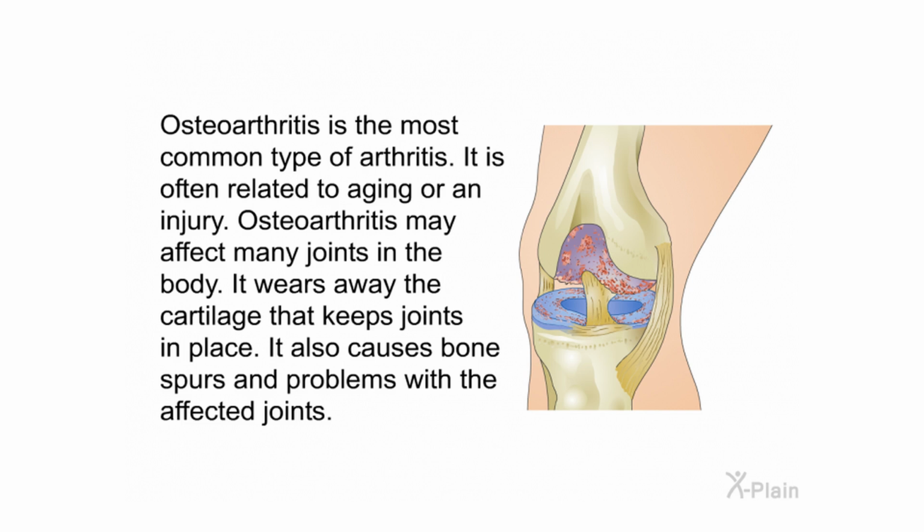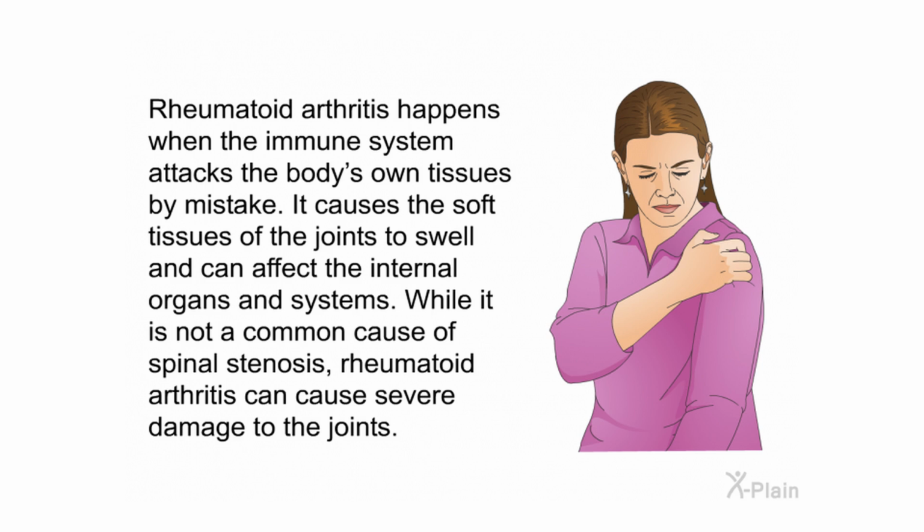Osteoarthritis is the most common type of arthritis. It is often related to aging or an injury. Osteoarthritis may affect many joints in the body. It wears away the cartilage that keeps joints in place. It also causes bone spurs and problems with the affected joints. Rheumatoid arthritis happens when the immune system attacks the body's own tissues by mistake. It causes the soft tissues of the joints to swell and can affect the internal organs and systems. While it is not a common cause of spinal stenosis, rheumatoid arthritis can cause severe damage to the joints.